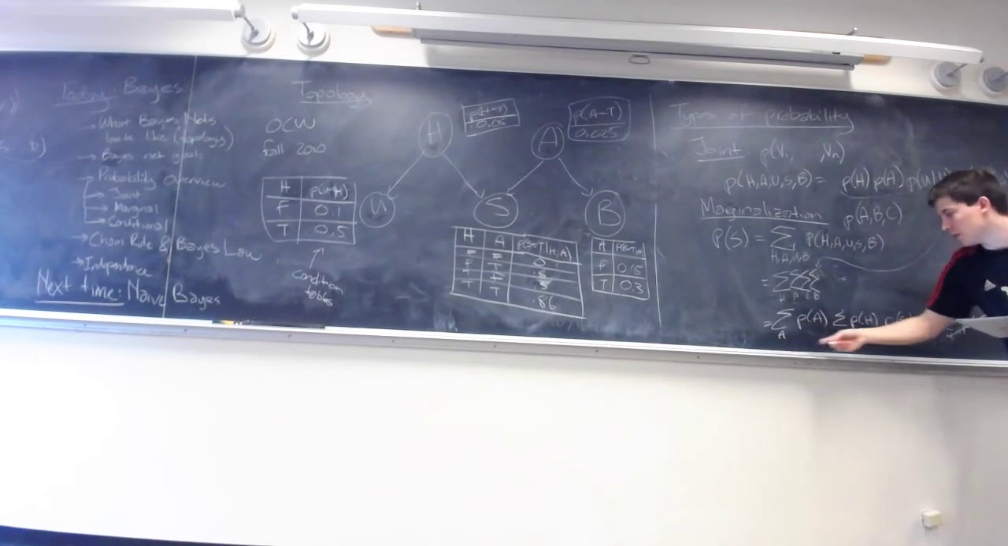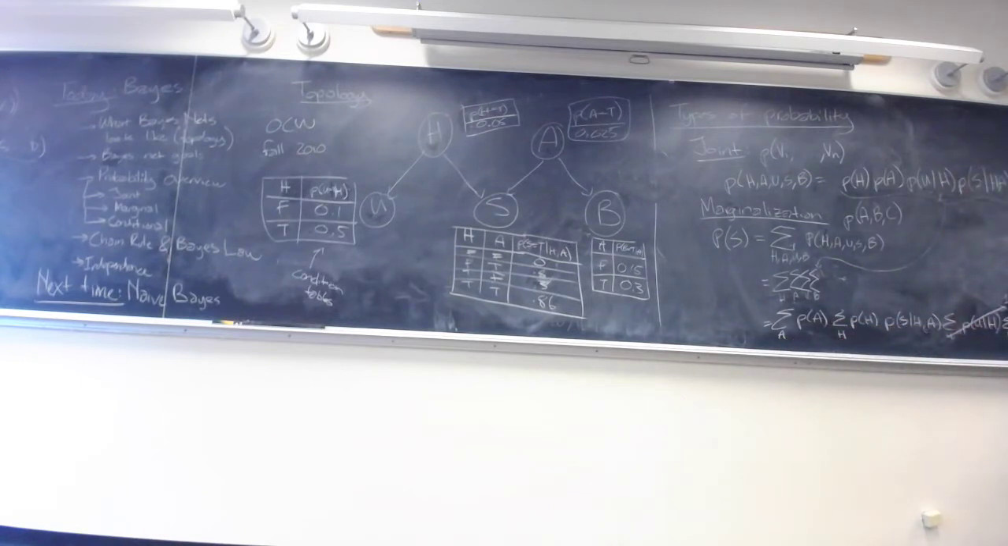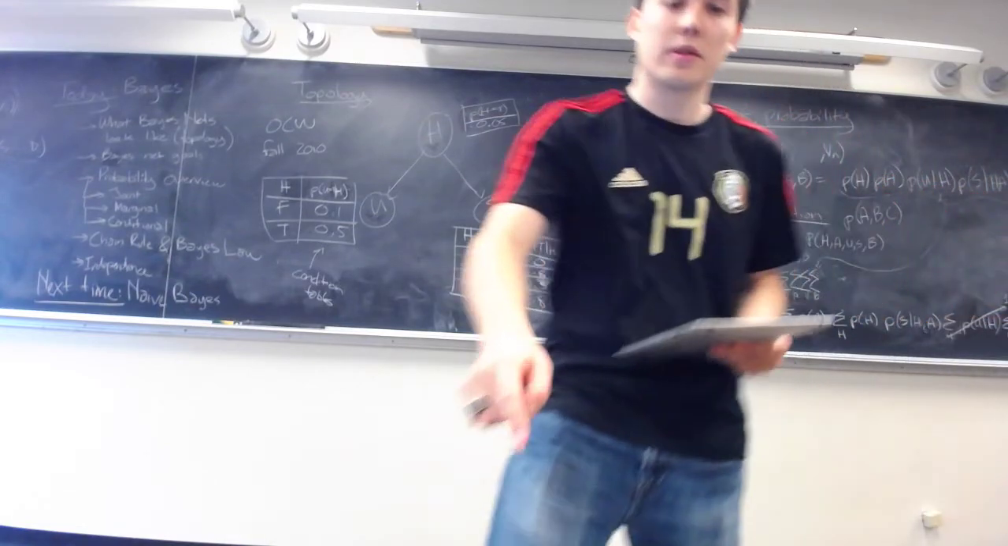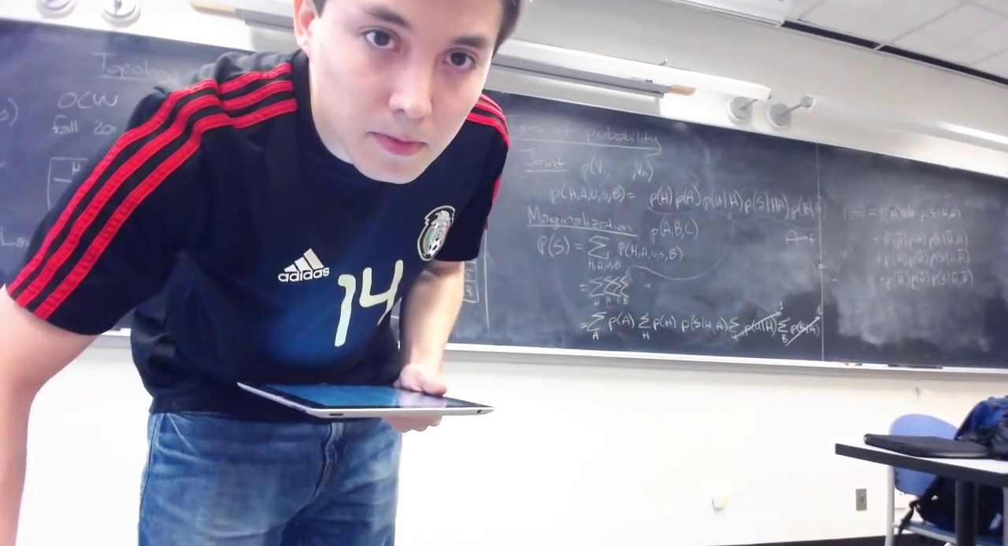So there's one where A was true and H was true. Then we also have one where H is false, but A is true. We also have one where the probability of H is true, probability of A is false. And we also have one where they're both false. Okay. So that's what these two sum things were doing. Okay, cool. So there's the marginalization. Let me make sure that gets on camera.